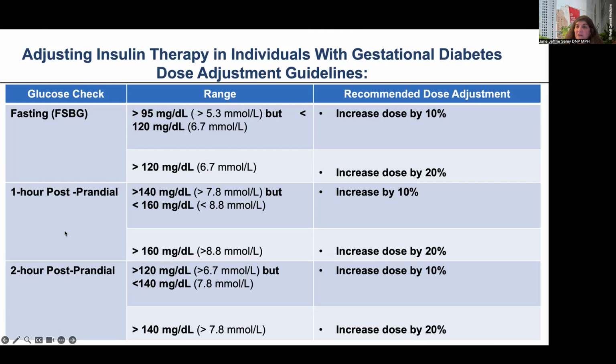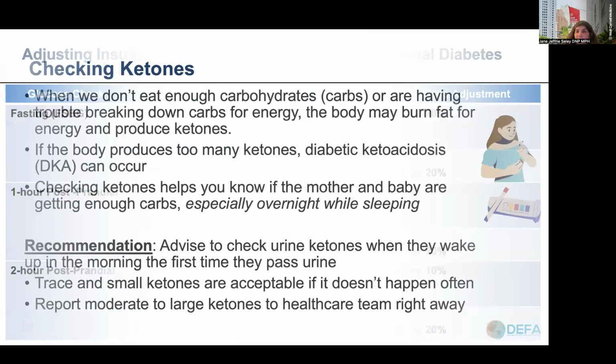The same idea goes with the 1 hour and 2 hour postprandials. If it's high but not higher than this number, we increase by 10%. And if it's above that number, in this case, 160 milligrams per deciliter is the tipping point, or 8.8 millimoles, then we would increase by 20%. The same would hold true with the 2 hour postprandial: if it's between 120 milligrams per deciliter and 140, or 6.7 to 7.8 millimoles, then we would only increase by 10%. But if they're over 140 or 7.8 millimoles, we will increase by 20%. And then keep titrating based on that principle.